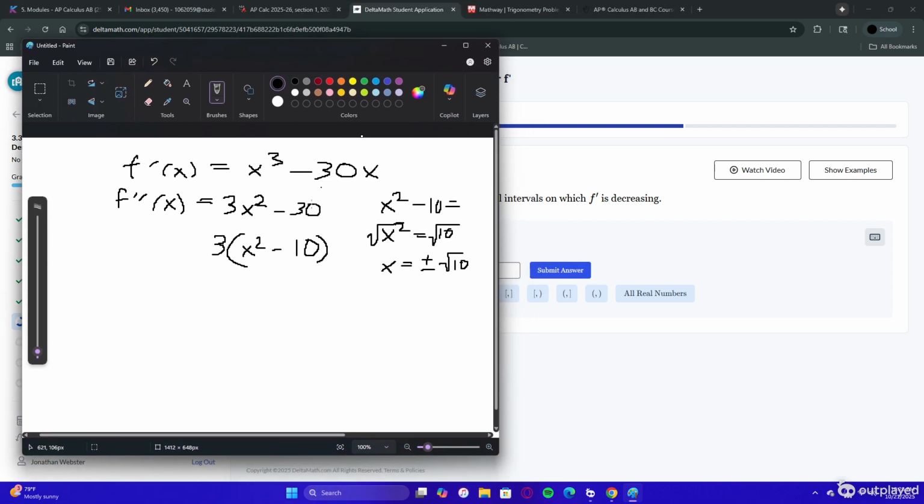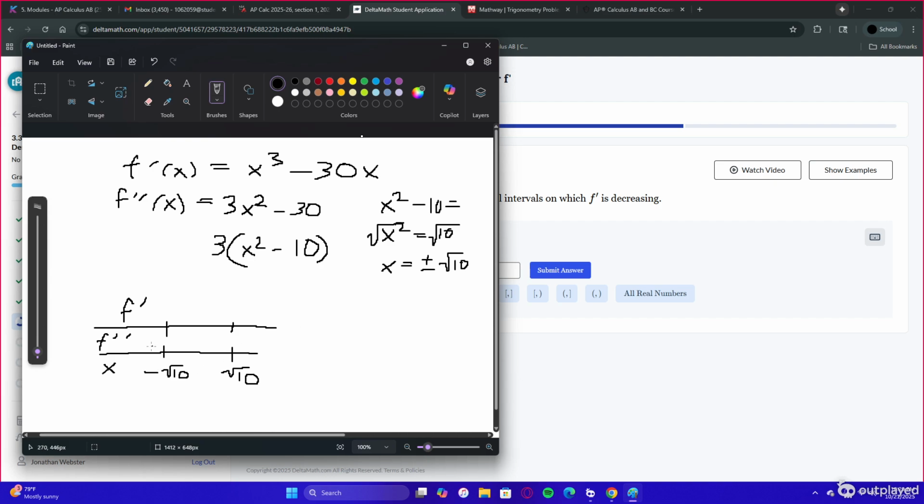So now we can use that to find where f prime is decreasing, at negative root 10 and at positive root 10. In a value that is less than negative root 10, you would get a positive value. And then plugging in a value such as 0, you get a negative value. And then plugging in a value such as, I don't know, like 100, you get a positive.